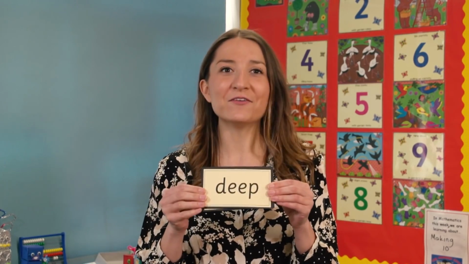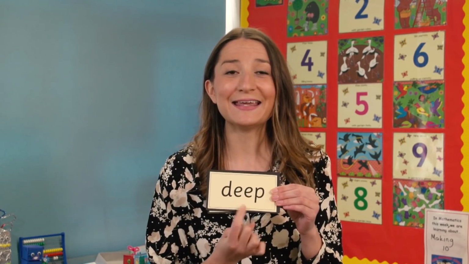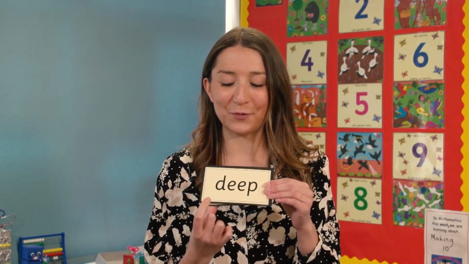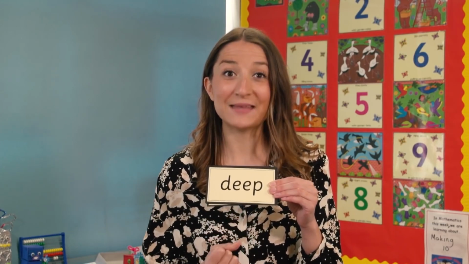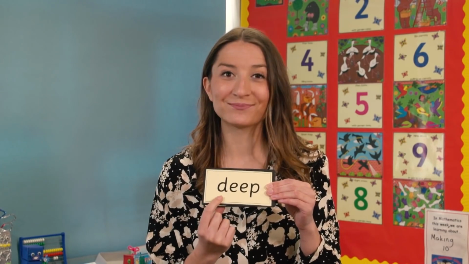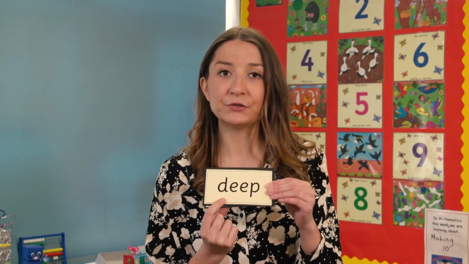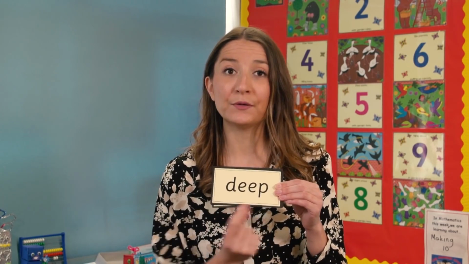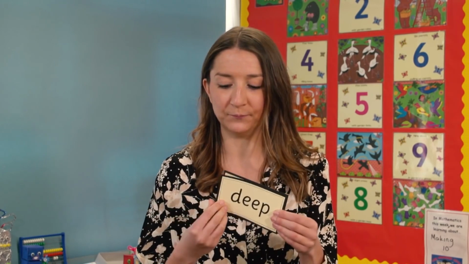Can you spot the digraph? Yes, the digraph is E. Read each sound as I point. Now blend and read the word. D, E, P. Deep. The water was very deep.